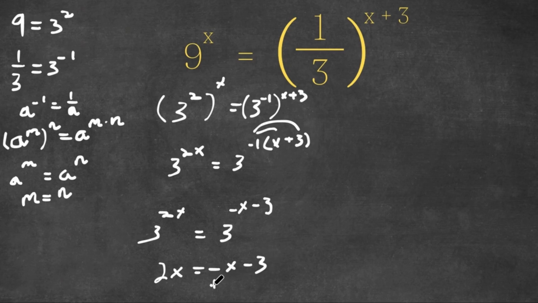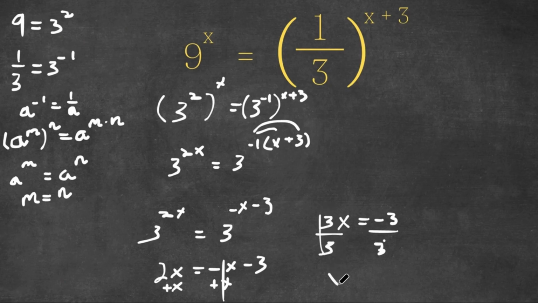So now if I add x on both sides, these two cancel out, and I get 3x is equal to negative 3. And now if I divide both sides by 3, these two cancel out, and I get x is equal to negative 3 divided by 3 is negative 1. So this is our answer.